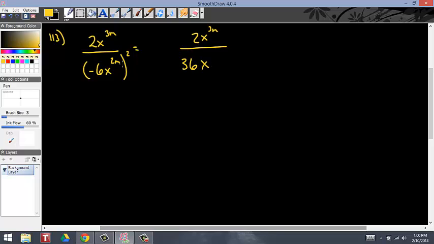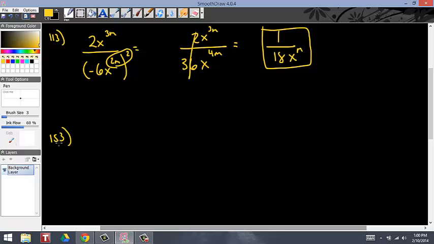Now, x gets raised to a power. So 2m to the second power is to the 4m. So from here, I can just start reducing. 2 into 36 is 1 over 18. Now, here's where the variables are going to start to become really easy. x to the 3m minus x to the 4m is x to the negative m. But since it's negative, it's going to remain on the bottom. There you go.